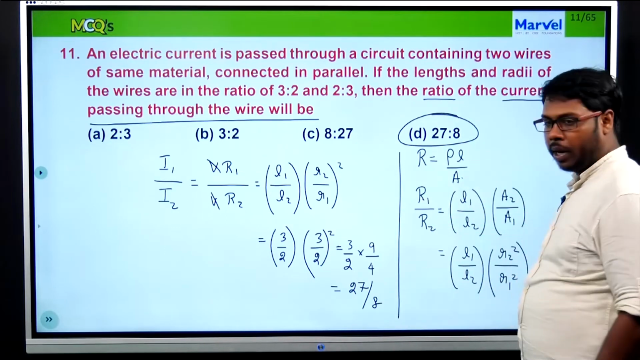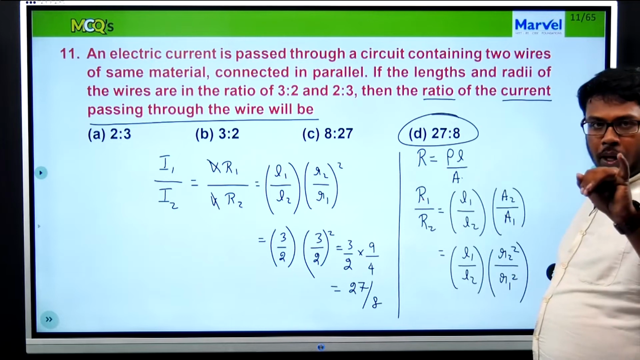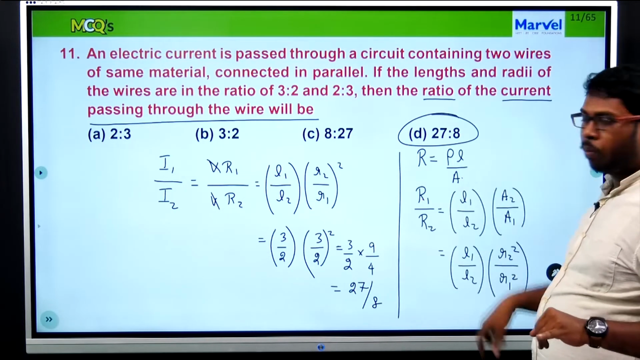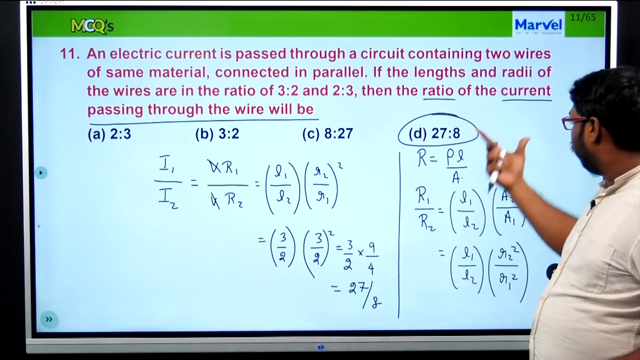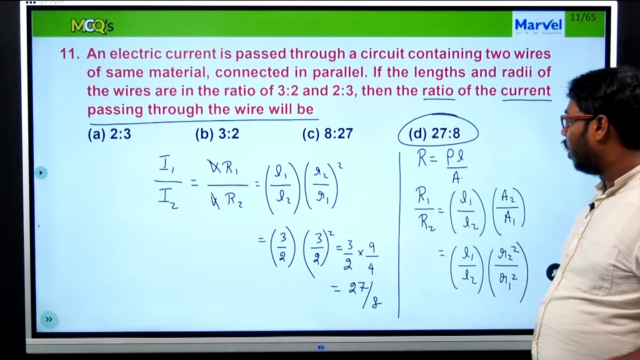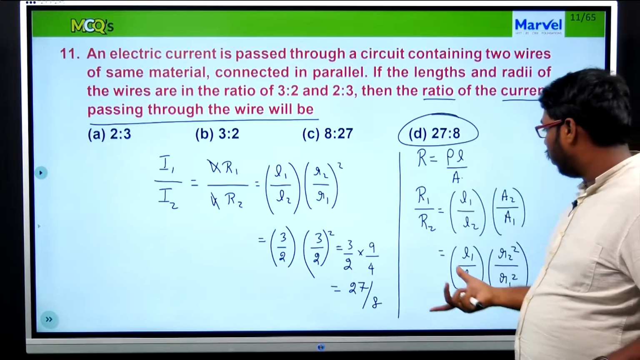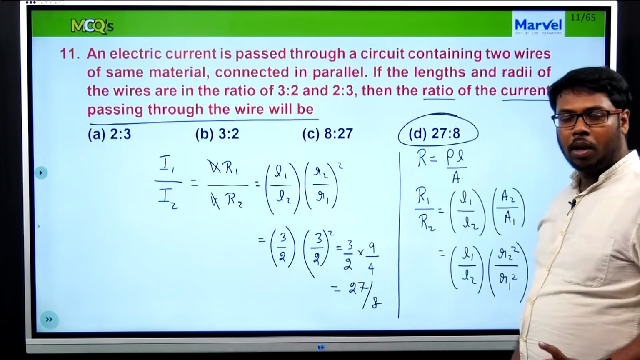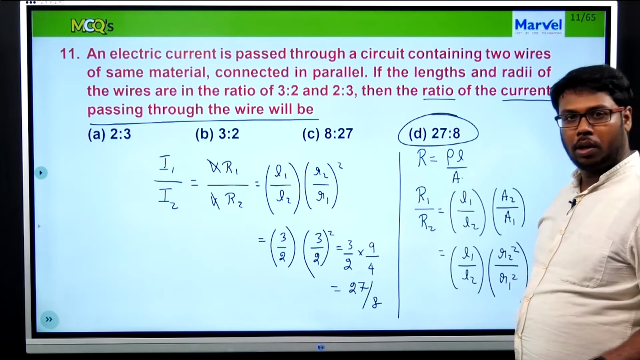So again, what did I do? I did the same exact thing. I took the formula and reduced it according to my question, then I realized what is to be substituted in and how, and I took all the quantities from my question and just put them in, and we ended up with the answer. So this is how things really work here.